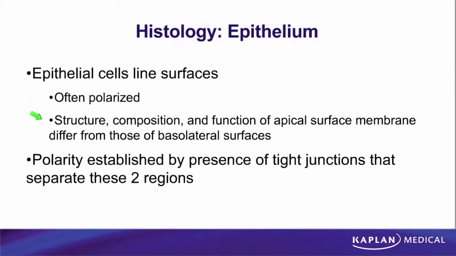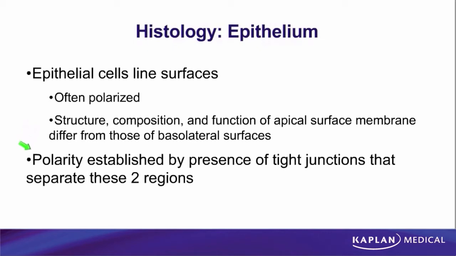When they are polarized, one side would be the side that we would call the apical surface, and that's typically the surface facing the region that's being lined, the lumen or the surface of the skin. And then the other surface would be called the basolateral surface. That's where the epithelial cell will be in contact with other cell types or other tissues.